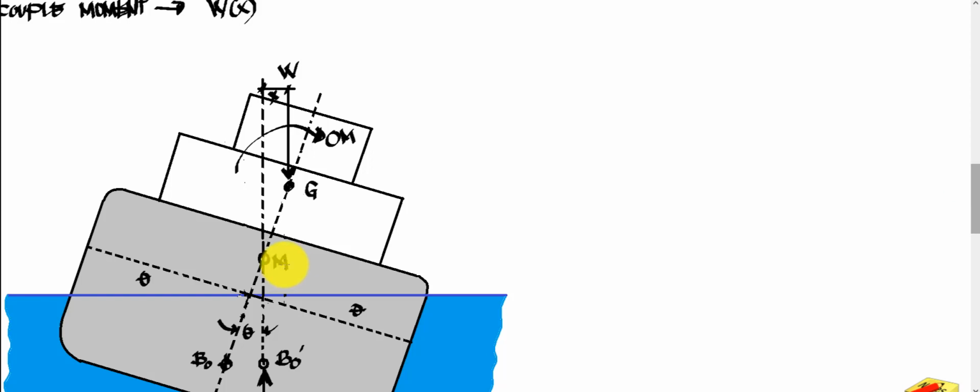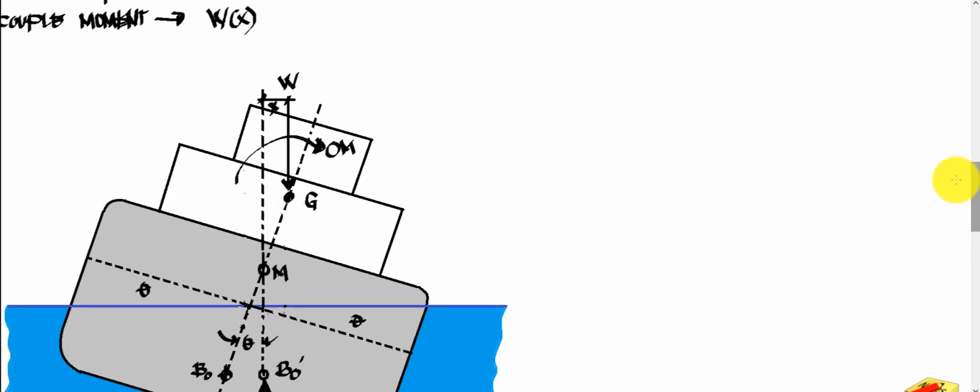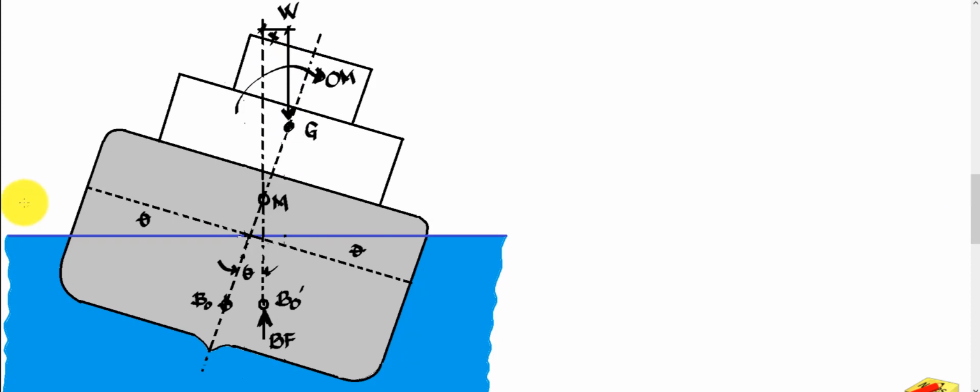Okay, you will notice that one here. Then you will also notice that the center of gravity is above our metacenter, so this provides where the line of action of the weight will be passing through. So this provides an overturning or tilting of the ship.